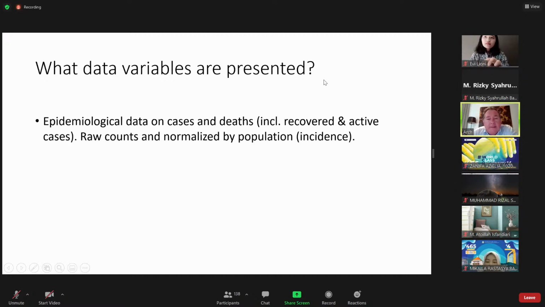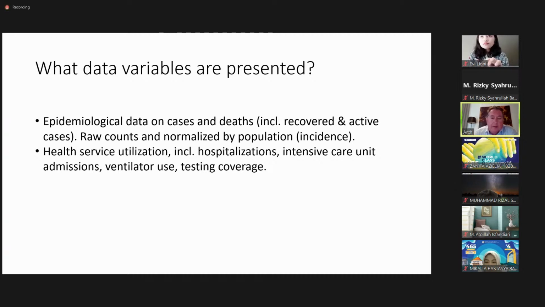Okay, so with COVID-19, what data variables are presented? So mainly it's epidemiological data on numbers of cases, numbers of deaths, including numbers of people recovered, etc. And this includes counts and counts normalized by population in order to give you an estimate of incidence. There's also a whole lot of ancillary data that's been presented in relation to COVID. So there's things like health service utilisation, including things like hospitalisations, intensive care admissions, ventilator use, and testing coverage.